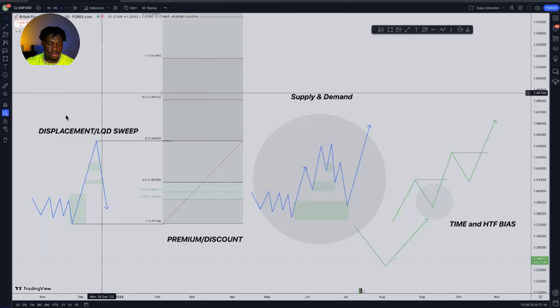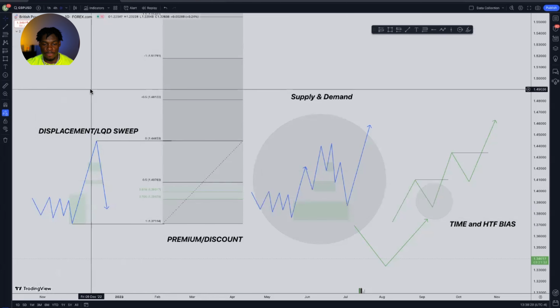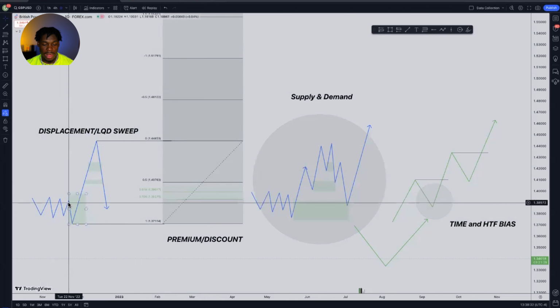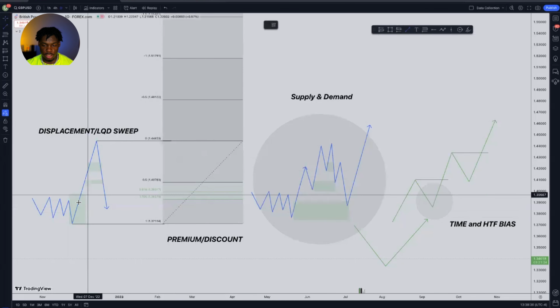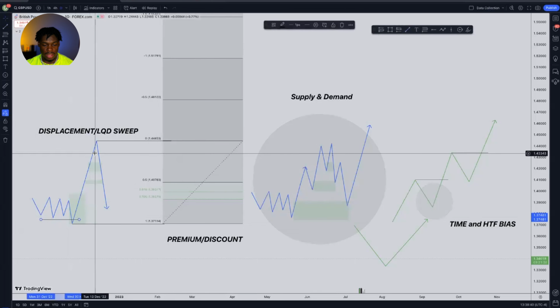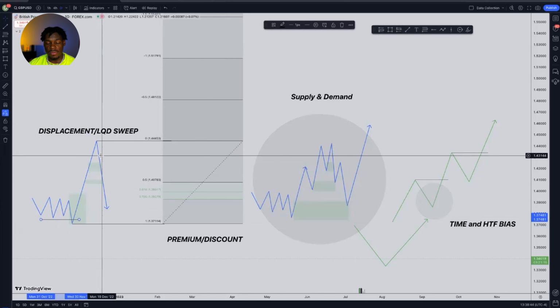So when we talk about displacement, as you can see here, and I break down supply and demand all the time, this is a range of supply. We get a sweep of liquidity to the downside right here, meaning you will see candles go lower than opposite candles. And then we get that displacement or big move to the upside, which I'll show you with a candle. That is very, very key.